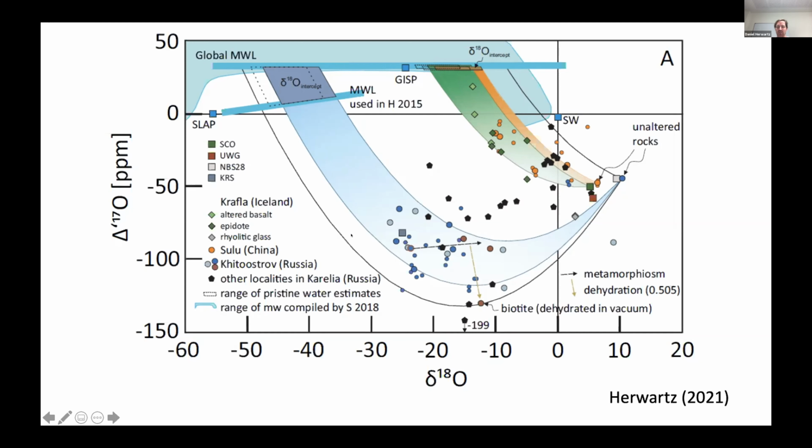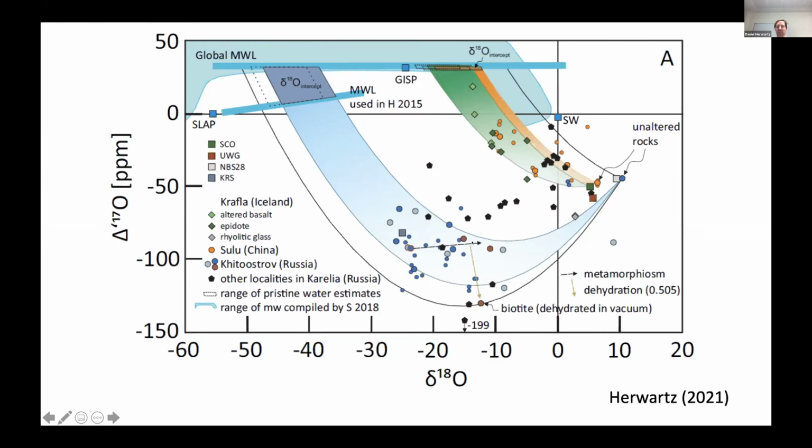I want to draw your attention to this sample here. These samples contain some biotite, and I wanted to know if the biotite is in equilibrium with the rock and if we can use it. The biotite actually turns out to be not in equilibrium. So biotite samples move over here. They are re-equilibrated, or they are on their way to be re-equilibrated with metamorphic waters that should fall somewhere in this region here.